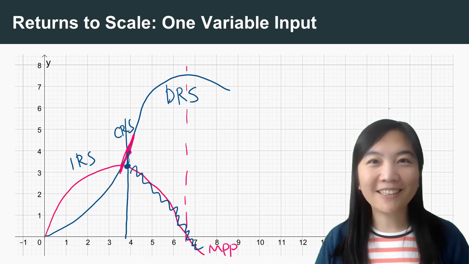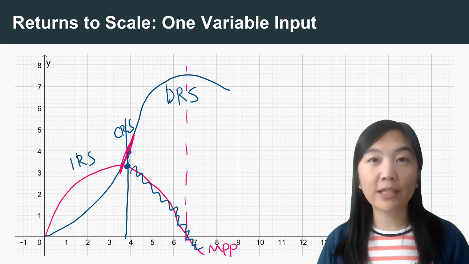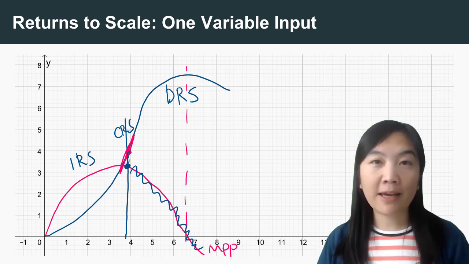Let me stop here today, and next lecture we will continue with returns to scale for two variable inputs, and then we will also discuss the rate of technical substitution between two inputs. And if we have more time, we will go into the economic aspect of multivariable production.